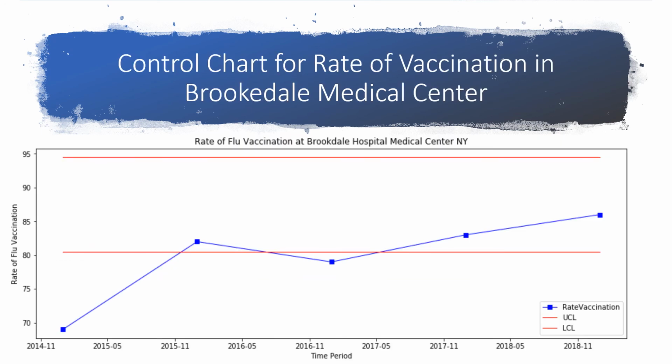And here are my results for the rate of vaccination in Brookdale Medical Center. You can see that in 2014, it was below the lower control limit, but it peaked up a little in 2015 and then went down a bit, and starting in 2017 they increased and they were within the expected range of the control limits.